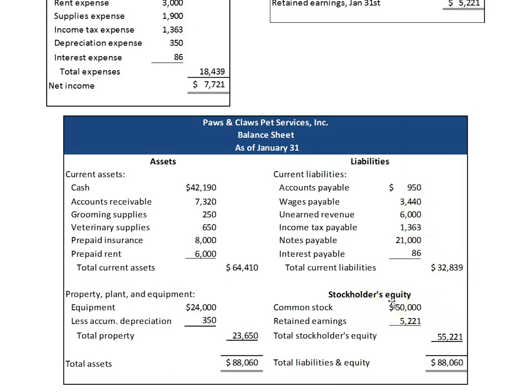For stockholders' equity, there's two types. You have common stock and retained earnings. You add up common stock, retained earnings, you get to total stockholders' equity. Then you would add that to the liabilities number. So this number plus this number equals the $88,060. And notice that's where it gets its name, the balance sheet. This balance sheet has to balance. If it doesn't balance, the accountant definitely made a mistake. There's no business in the world that should have an unbalanced balance sheet. Ever.